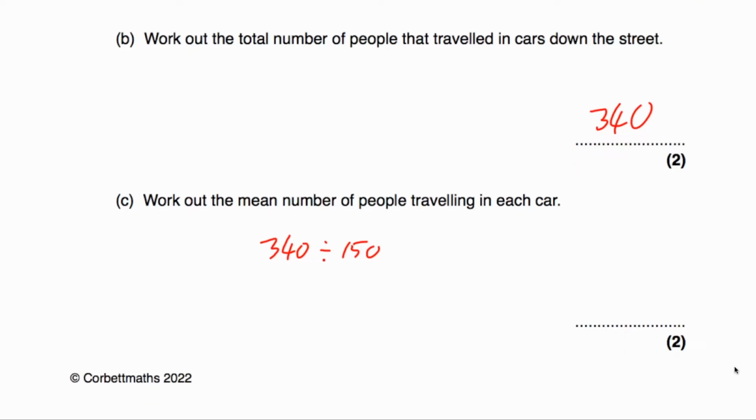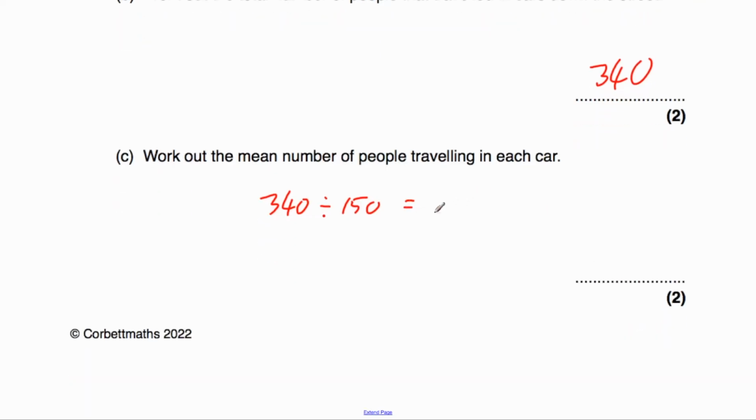And whenever we do that, we get an answer of 340 divided by 150 is equal to 2.26666, and so on. Or let's round our answer to 3 decimal places. That would be 2.267 to 3 decimal places. And that's it. So the mean number of people travelling in each car would be 2.267. And that's it. Okay, let's have a look at our next question.